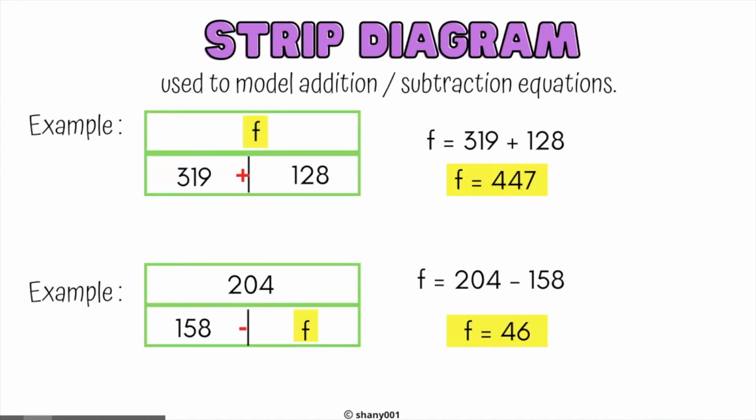Another strategy is a strip diagram. You can use a model for addition or subtraction equations. For example, if F is my total, how do I figure this out? I know that I have to add 319 plus 128 to equal F. So my answer is F equals 447.